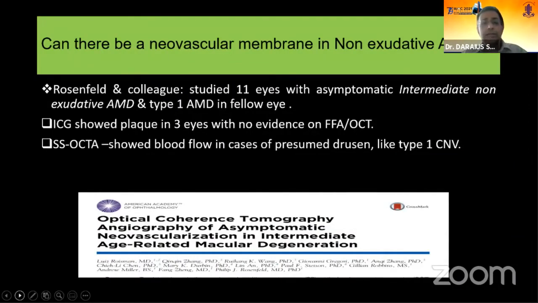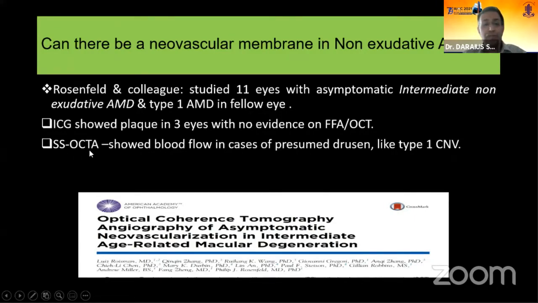So can there be a choroidal neovascular membrane in non-exudative AMD? This is a very pivotal work by Dr. Phil Rosenfeld and his colleagues, who studied 11 eyes with asymptomatic intermediate non-exudative AMD. These were basically fellow eyes. And the ICG showed a plaque in 3 eyes with no evidence of CNVM on FFA or OCT.